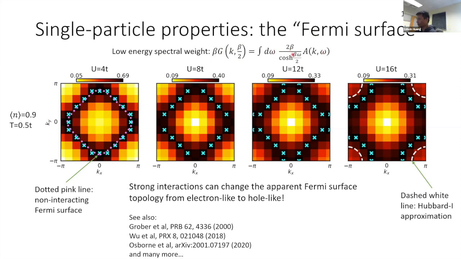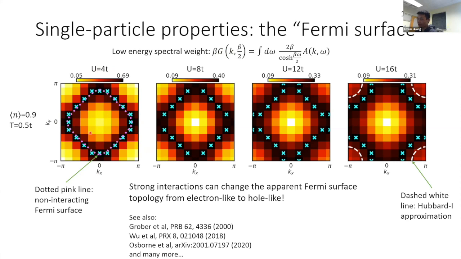And this is simply a factor that is peaked at low frequencies of order temperature. And if we make a 2D plot of that versus momentum, you can see where there is spectral weight at low energy. So for instance, at U equals 4 times t, this is the Brillouin zone, and these are the momenta, and the color represents this quantity beta times G(k, beta over 2), at imaginary time beta over 2. These blue crosses indicate where we have a local maxima in the spectral weight. The specific definition that we take is that each blue cross is higher in intensity than 6 of its neighbors. This pink dashed line is the non-interacting limit.